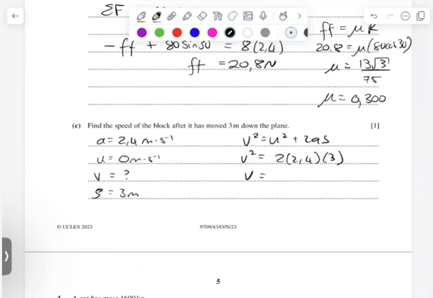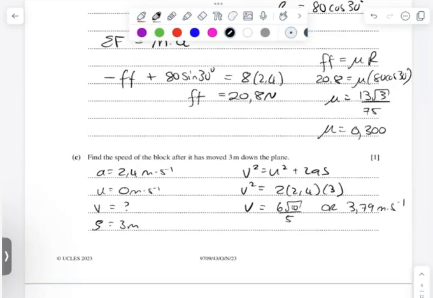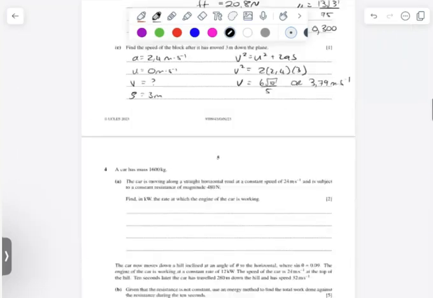Okay, 2 times 2.4 times 3. And then I'm square rooting everything, and I am getting an answer here of 6 root 10 over 5. And that is also 3.79 meters per second. Let's just see what they asked for. Find the speed of the block after it's moved 3 meters down the plane. Okay, so it's perfectly fine to just have the 3 significant figures. Just make sure that you don't round off too early. Okay, cool. And that looks good.